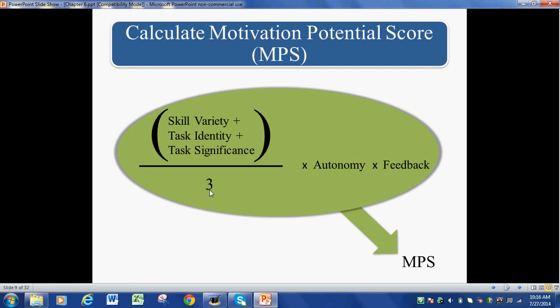To calculate motivation potential score, or MPS, you take your skill variety plus task identity, and then you have task significance. Those are three separate categories, and then you multiply that by autonomy and feedback, and that's how you get your MPS, or motivation potential score. The key thing in calculations like that is to keep them consistent in how you're measuring and gauging those numbers. If you keep it consistent, then the results will be consistent.